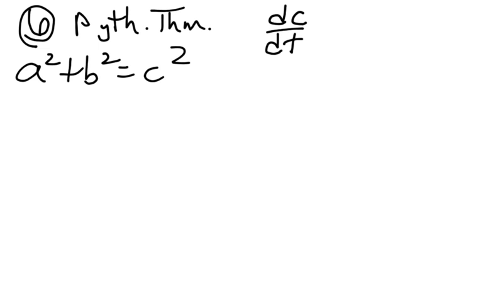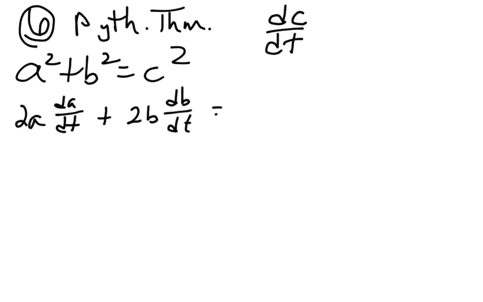So my first step is to just take the derivative of this with respect to time, like I did on the earlier examples. So this is going to be 2a dA/dt plus 2b dB/dt equals 2c dC/dt.